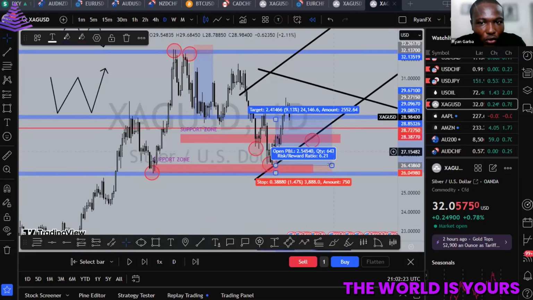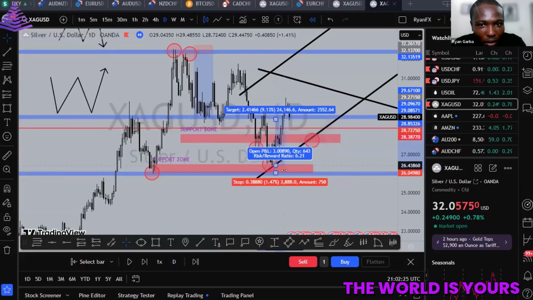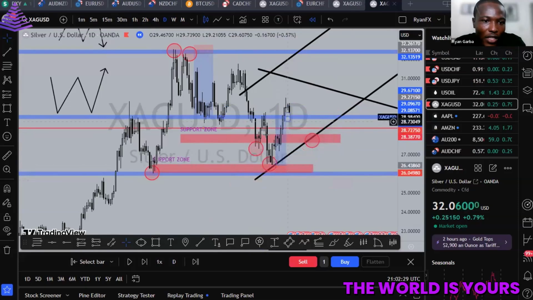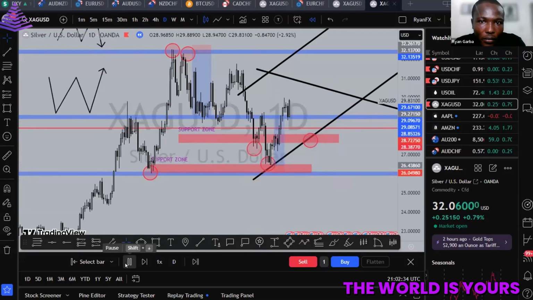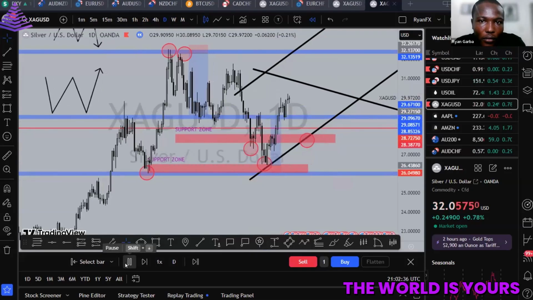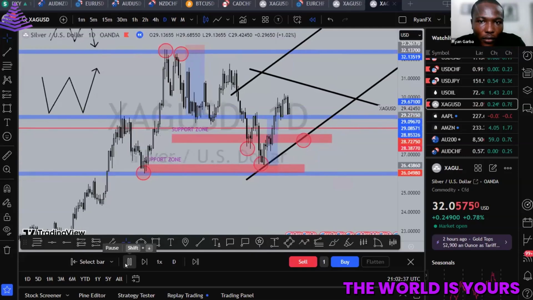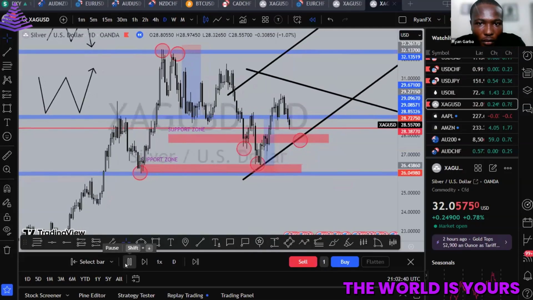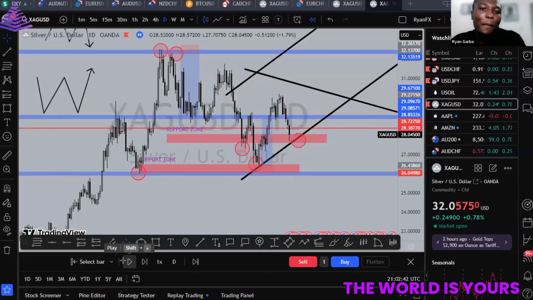So this trade, let's say, had happened here. Then we play. So when price hits here, you realize it's about to form that inverse head and shoulder pattern.